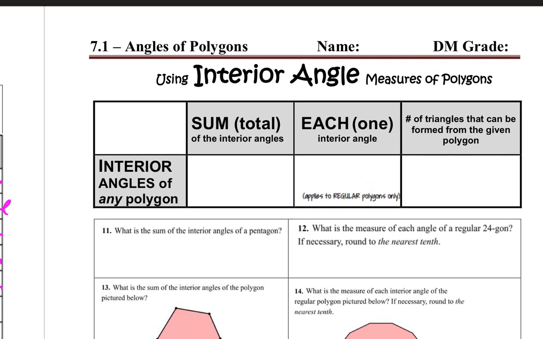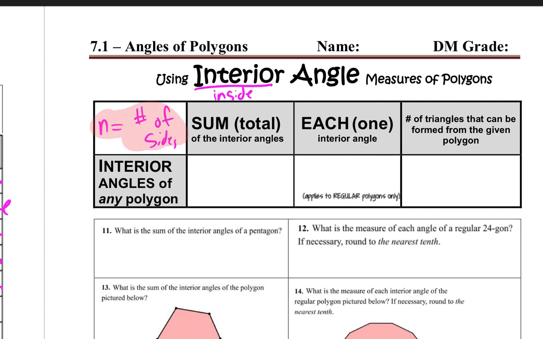Interior, right? We know interior means inside. Using the interior measures of the polygon, let's say that n is equal to the number of sides. So that's what n means. N means the number of sides. Let's keep that in mind.